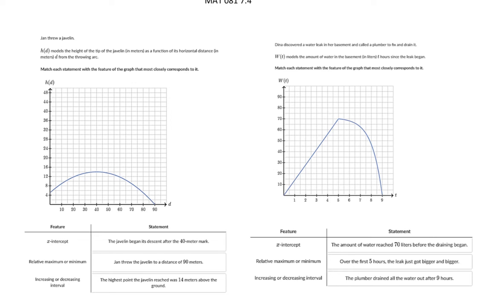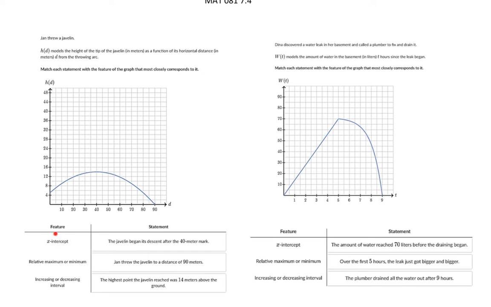Important thing is to read the context of the question so you know what to look for. It says Jan threw a javelin. H of D models the height of the tip of the javelin in meters, so we're going to talk about height here, as a function of its horizontal distance, so the distance thrown, following the throwing arc. Match each statement to the feature of the graph that mostly corresponds to it.